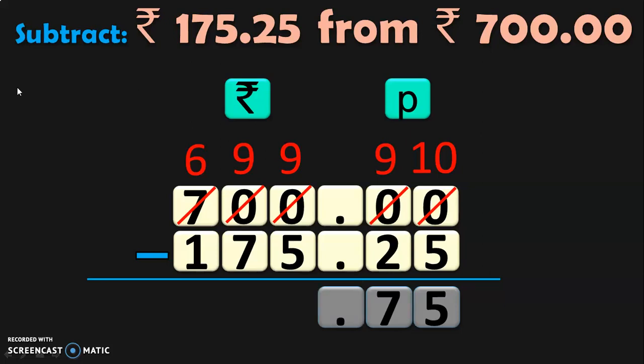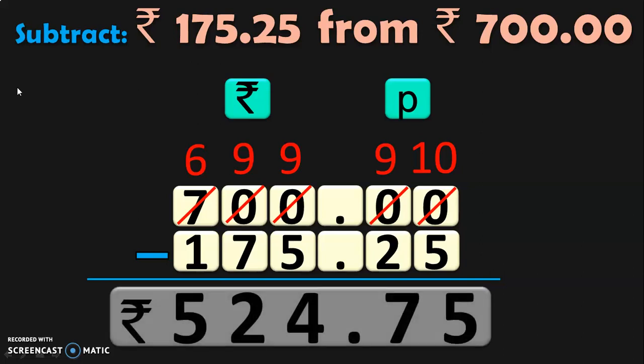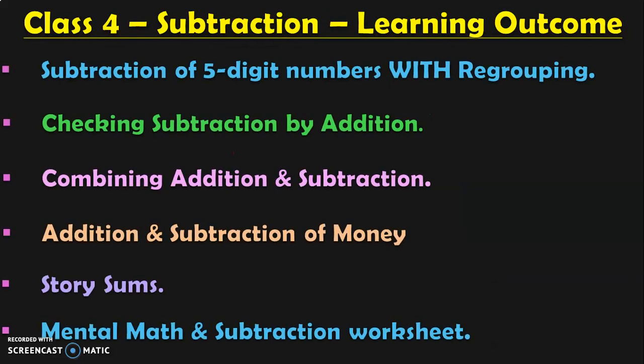Coming to the rupees part, 9 minus 5 is 4. 9 minus 7 is 2. 6 minus 1 is 5. So subtraction of rupees 175.25 from rupees 700 will give you the answer rupees 524.75.